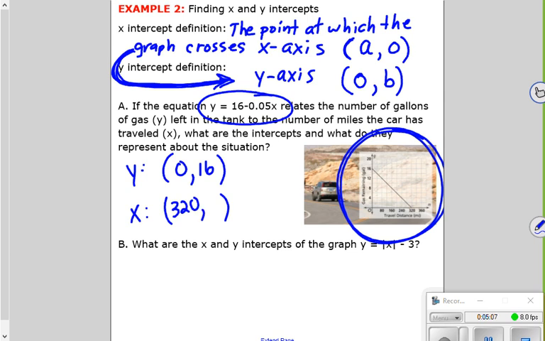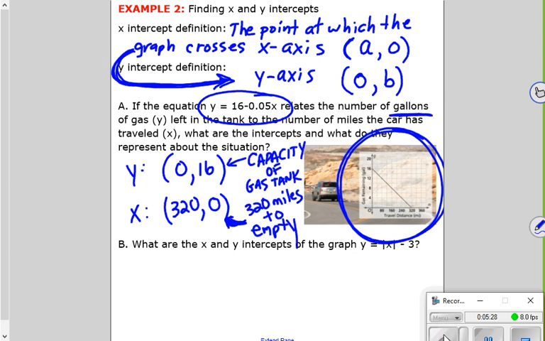All right, finishing up here, we're going back to example 2, and we have (320, 0). What do they represent in this situation? We're going to take a moment to ask the students. I'm going to pause the video and ask the kids what they think. What does (0, 16) have to do with the situation? And what does (320, 0) have to do with this car's situation?